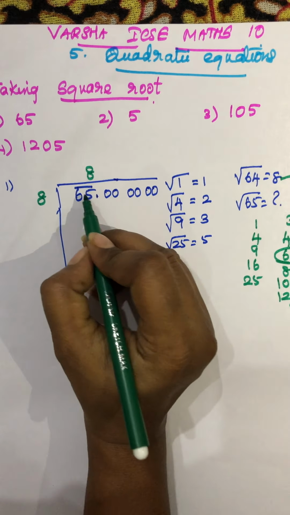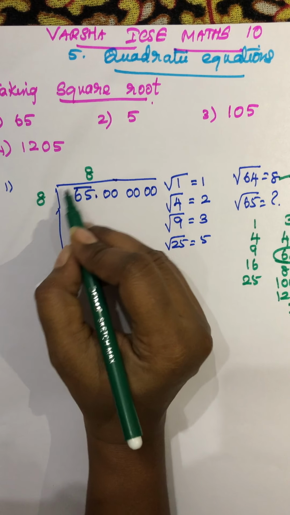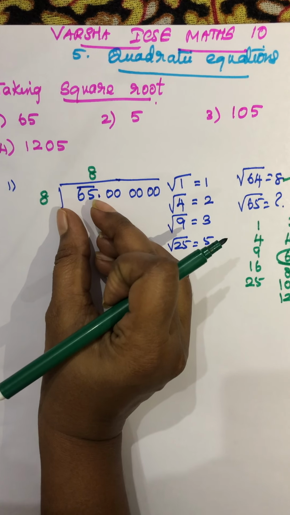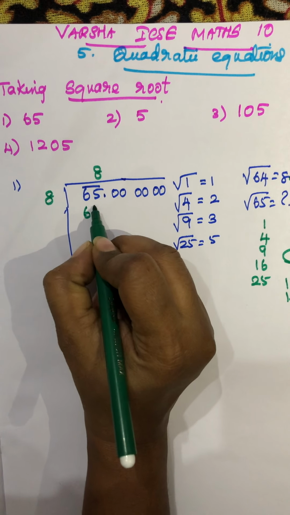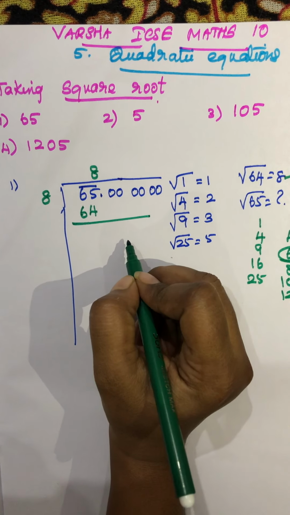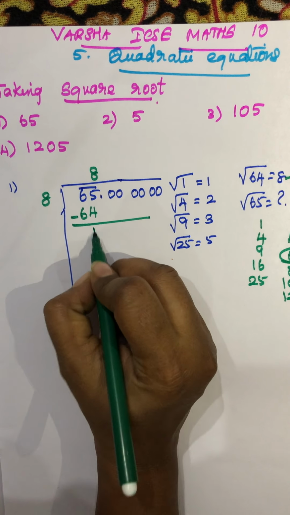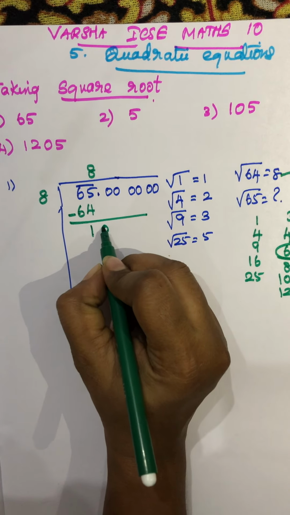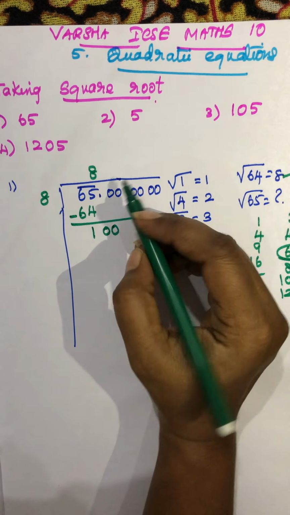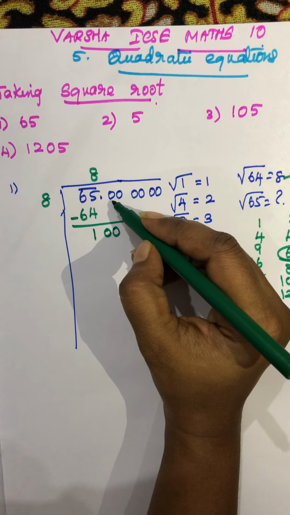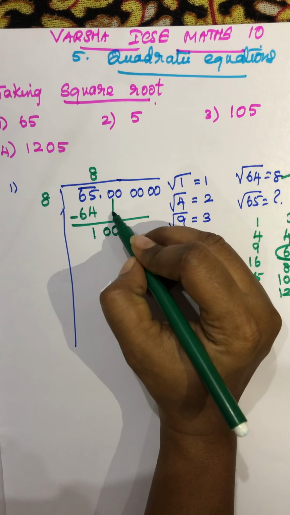The first step is taking the perfect square before this number, which gives you the bar. 8 eights are 64. See the step carefully students. Now you subtract, so you will get 1. Take your next decimals. When you divide you take just one number, but for the square root you have to take 2, so 2 zeros should come down.